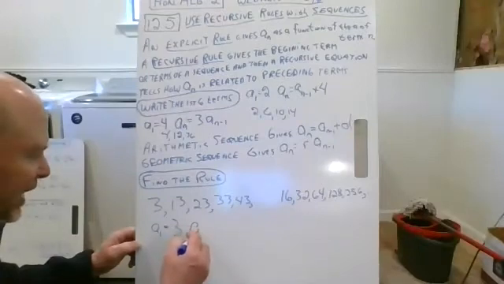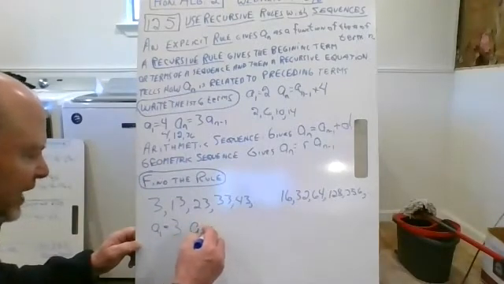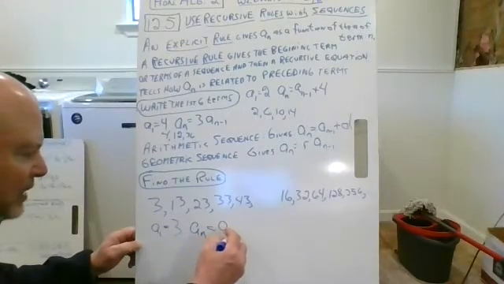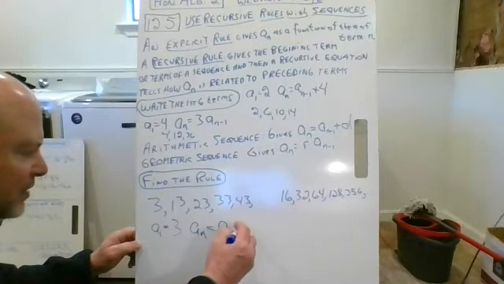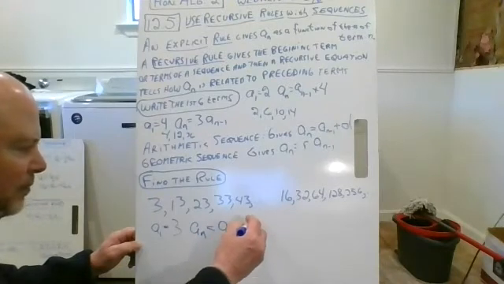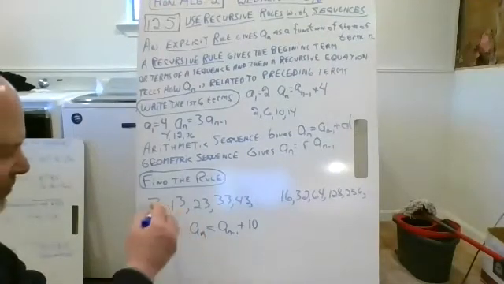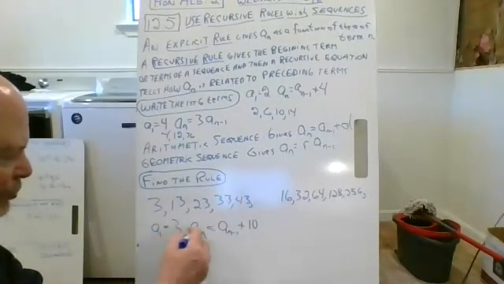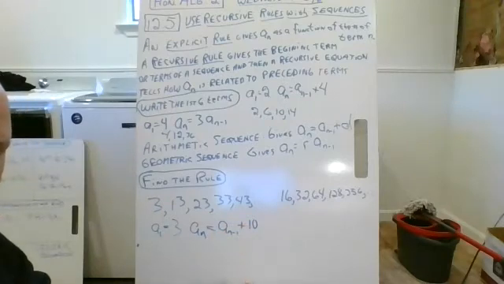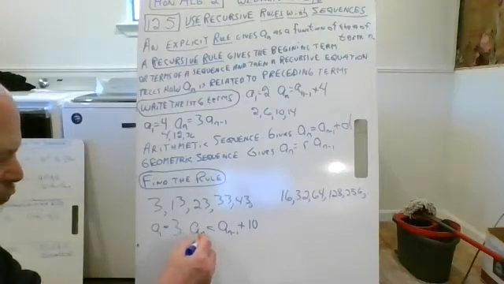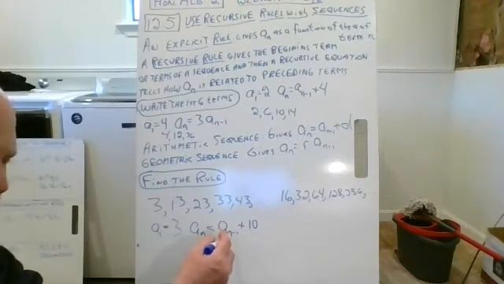Then you say what a sub n is. And it's going to be what? A sub n minus 1 plus what? 10. Plus 10. So given the sequence, here's the term generator recursively. So you can see it's not an explicit rule. It's not a function of n, it's a function of a sub n minus 1, the preceding term.